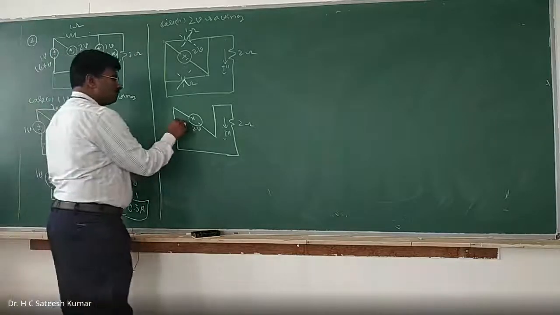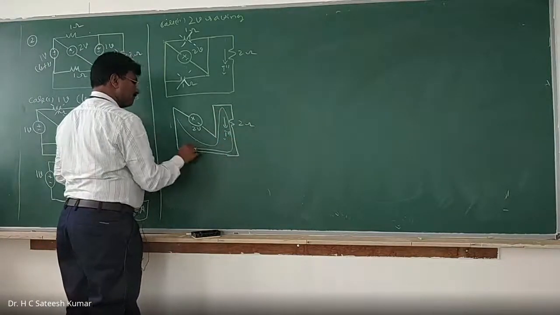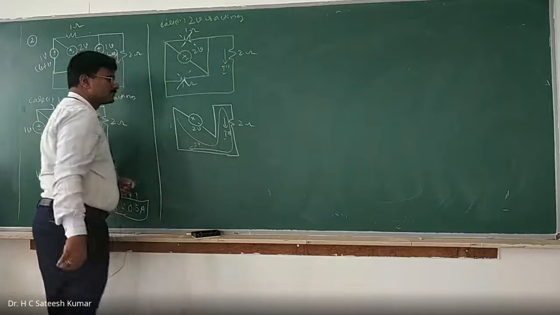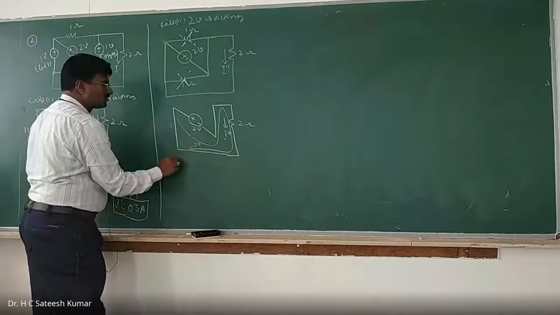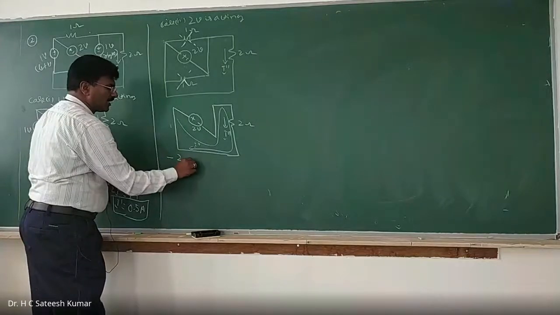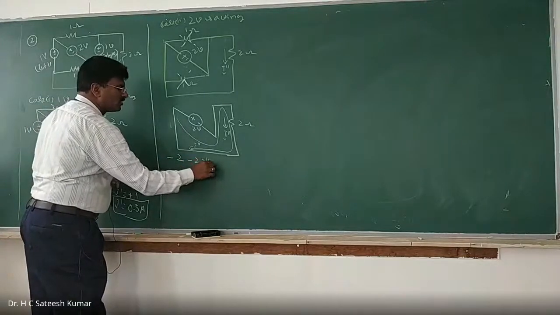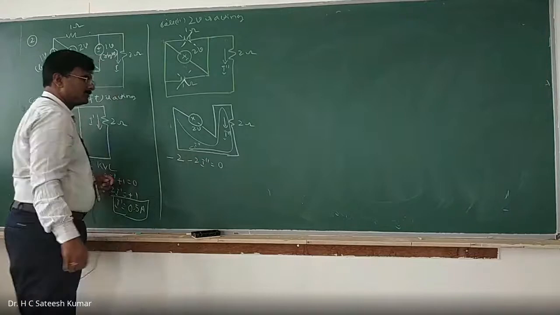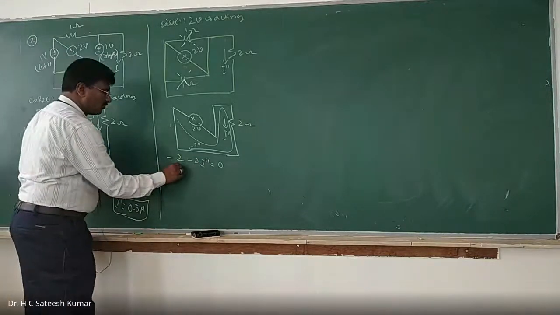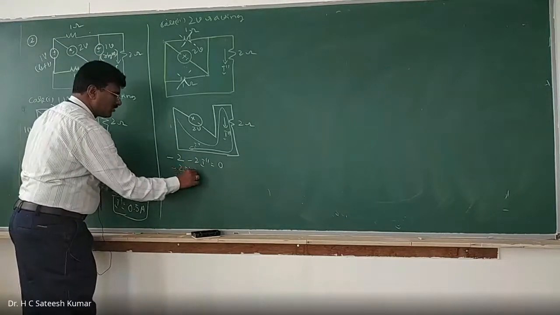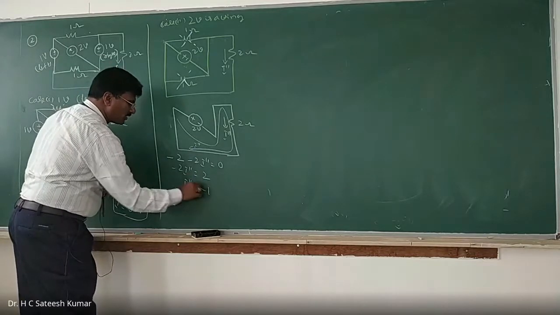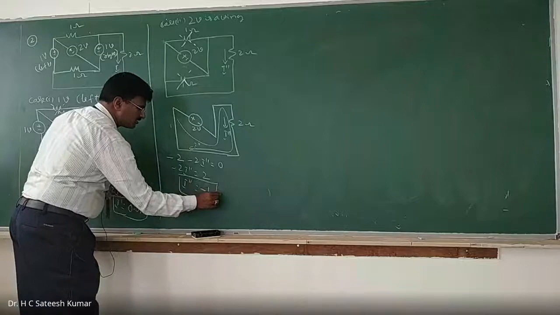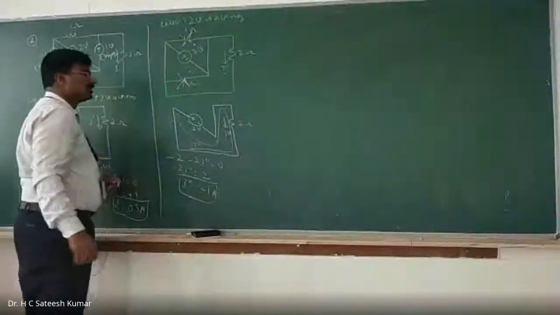Now, I double dash. Apply KVL. Starting from this plus to minus. Minus 2, minus 2 I double dash is equal to 0. Therefore, minus 2 I double dash is equal to 2. Therefore, I double dash is equal to minus 1. This is minus 1, case 2 we got.